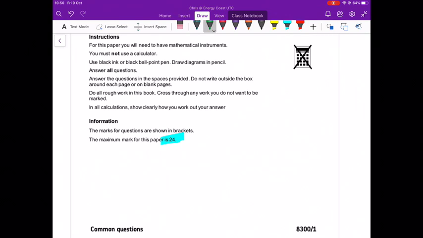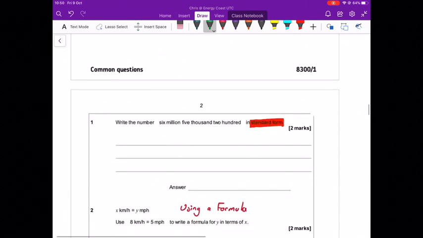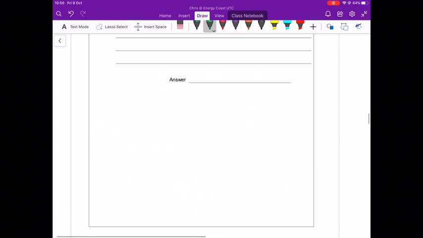It says here the maximum mark for this paper is 24, so there are 24 marks' worth of material that is on the foundation and the higher, okay? Remember, if you just got this stuff right, that would probably be enough for a grade 5, okay? If you managed to get 24 marks, okay? Let's have a look at it.